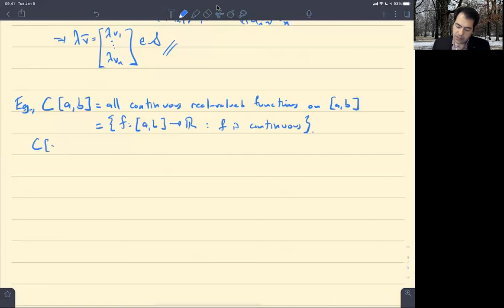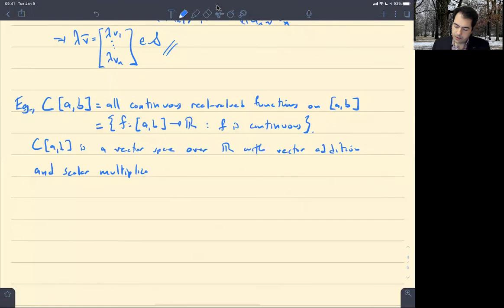Okay, so C[a,b] is a vector space over the real numbers with vector addition and scalar multiplication given by pointwise addition and scalar multiplication, well, and multiplication.